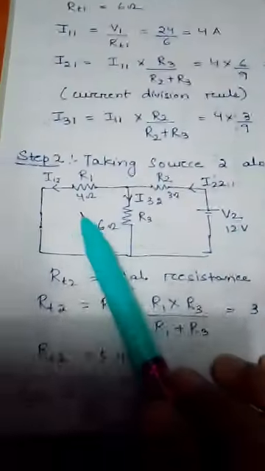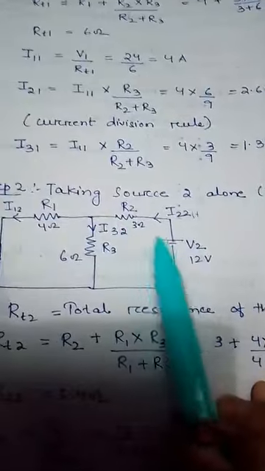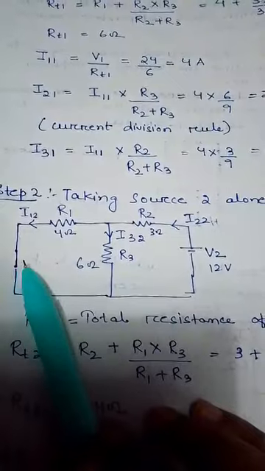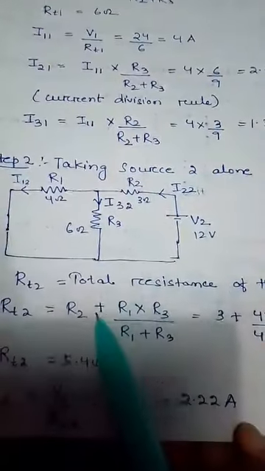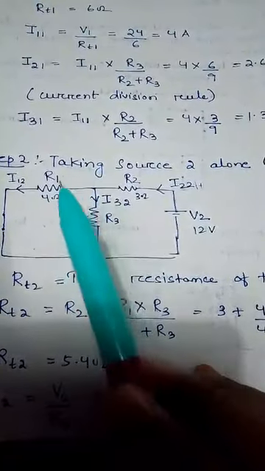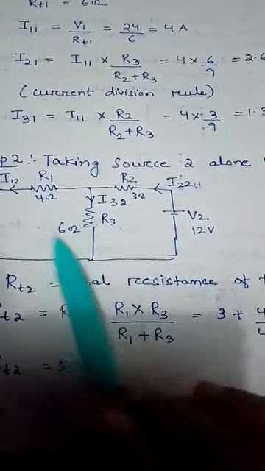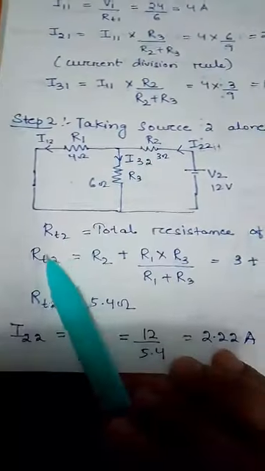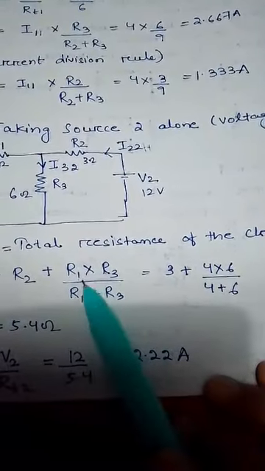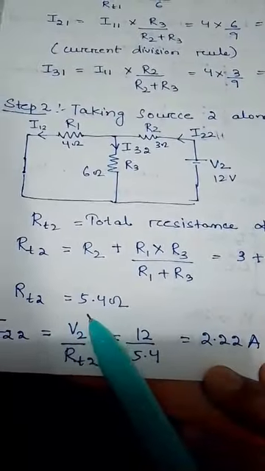Now we consider step 2, that is we take source 2 alone at a time, the V2 source. When we take the V2 source, we make the V1 source short-circuited. Then we calculate the total equivalent resistance. In this circuit, R1 and R3 are in parallel to each other and the combination is in series with R2. Therefore the equivalent resistance is R2 plus R1 into R3 by R1 plus R3, which gives around 5.4.